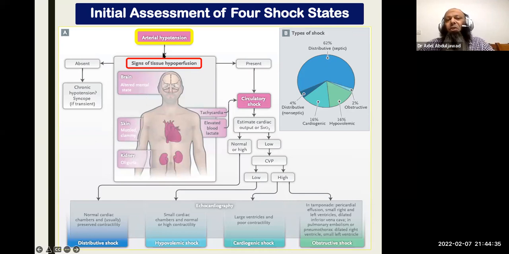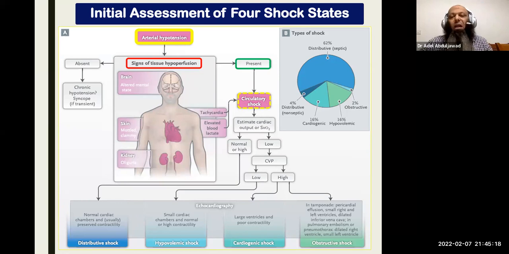So if the patient is hypotensive and has altered mental status, mottled or clammy skin, is oliguric, is tachycardic or, on the other side, severely bradycardic, and you have a bedside or point of care VBG or ABG telling you about high lactate, more than 2, 3, 4, these are positive signs of tissue hypoperfusion. Now we have two signs: hypotension and tissue hypoperfusion. If yes, your patient is in circulatory shock.